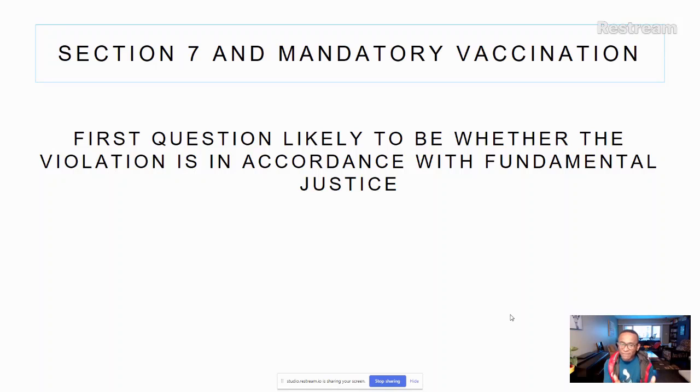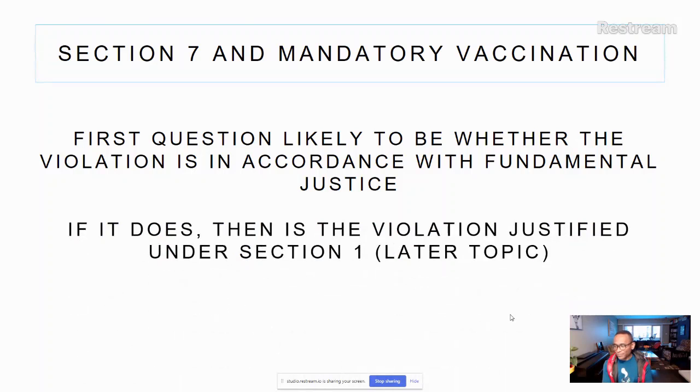And the government can, in fact, violate them. And when they do, the first question we have to ask is: is the violation in accordance with fundamental justice? If the court finds that the violation is in accordance with fundamental justice, so all of these problems I talked about, overbreadth, gross disproportionality, arbitrariness, and vagueness don't apply, the government has knocked this one out of the park. They've made a law that is Section 7 proof.